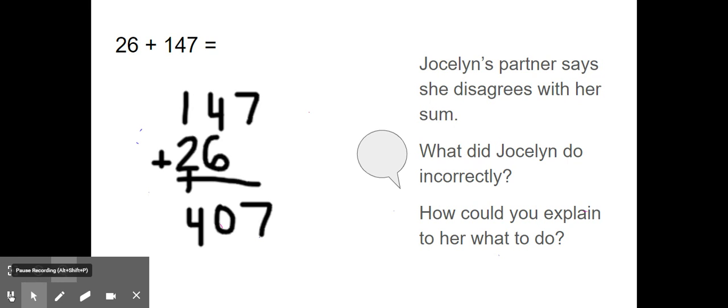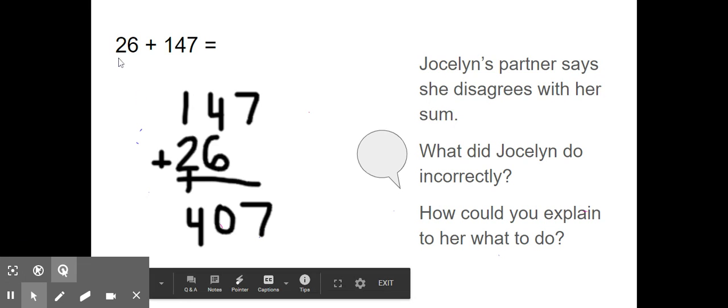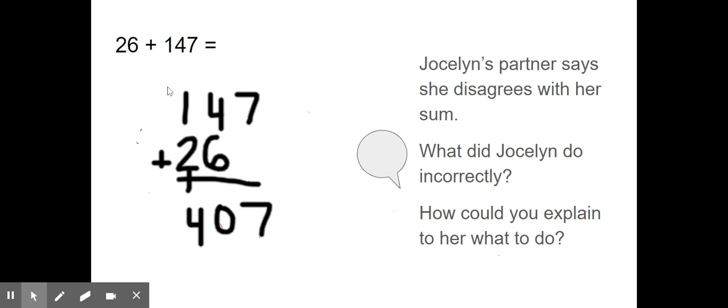Jocelyn's partner says she disagrees with her sum. What did Jocelyn do incorrectly? How could you explain to her what to do? Here I see the equation is 26 plus 147. I see that Jocelyn decided to solve this problem using a vertical equation. Pause the video and take a minute to think. What did Jocelyn do incorrectly? What mistake did she make? Then we'll go over it together.